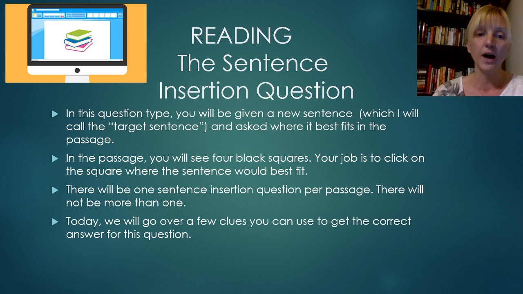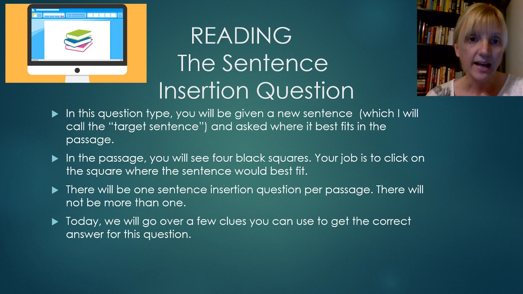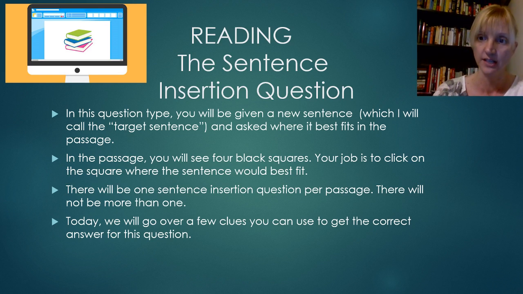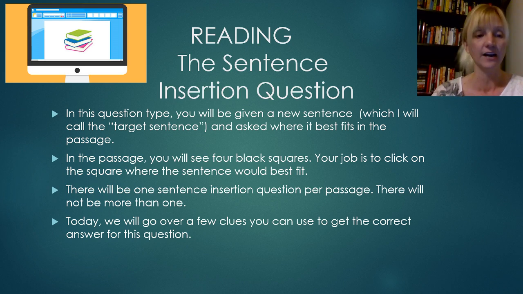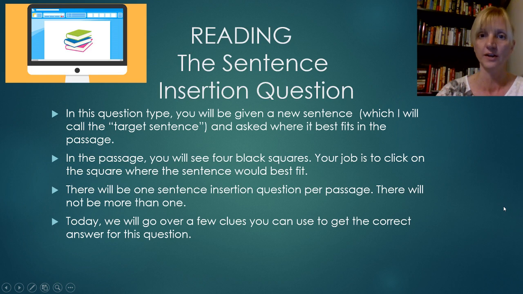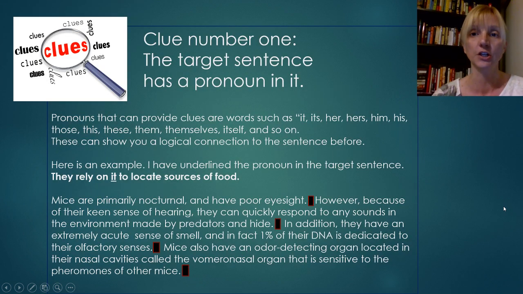Now, there will be one of these per passage. There will not be more than one. However, there could be a passage that does not have this question type, but most have this question type, but they never have 2. So today we're going to go over a few basic clues that you can use to get the correct answer for this question. Let's go to the first clue.